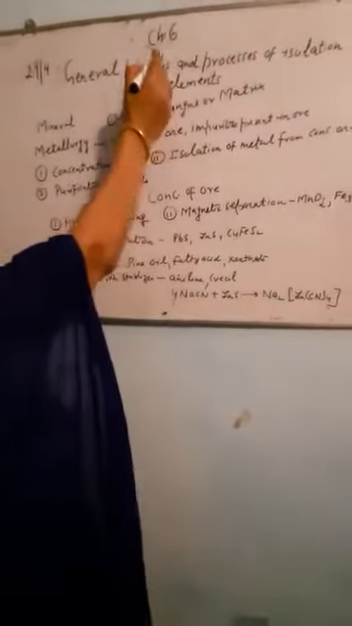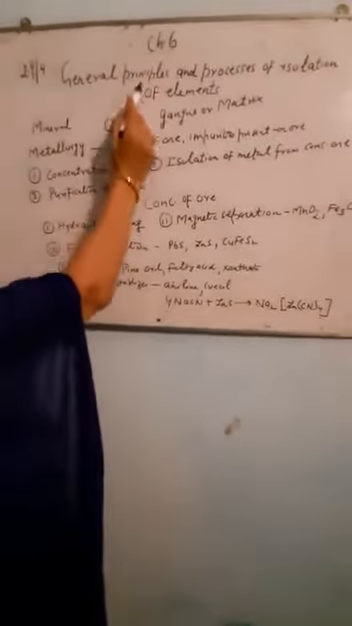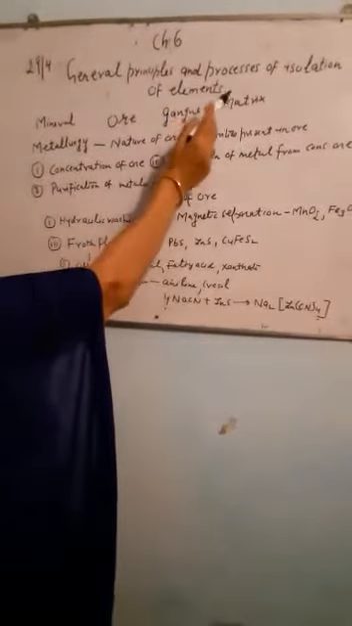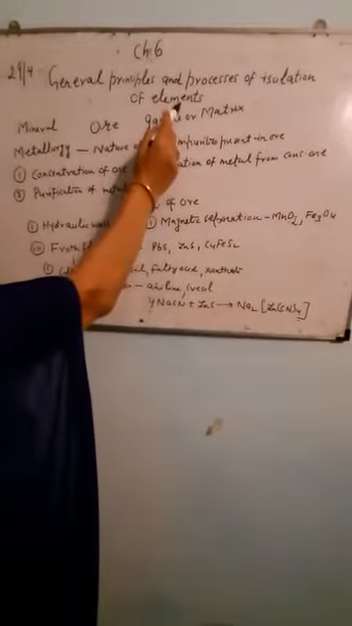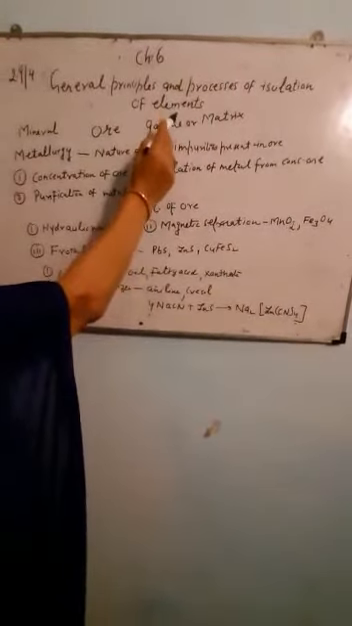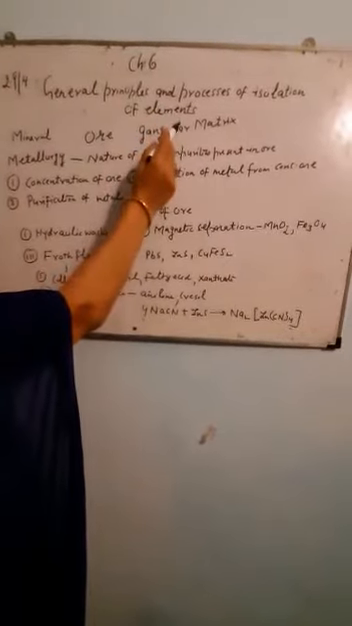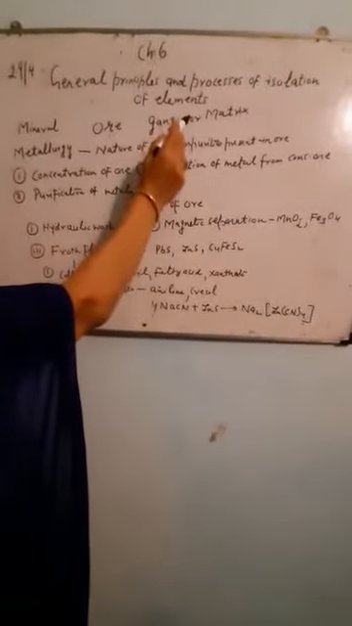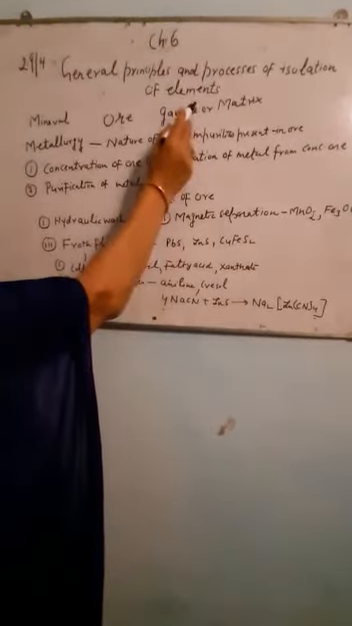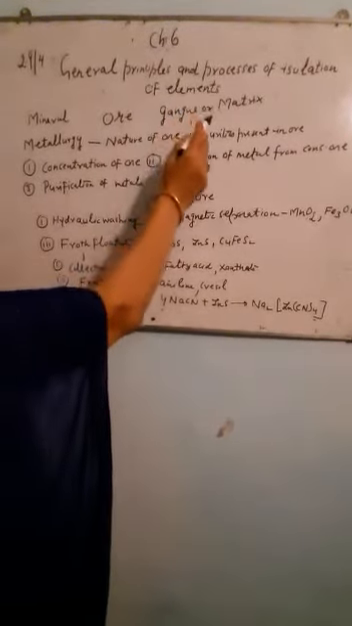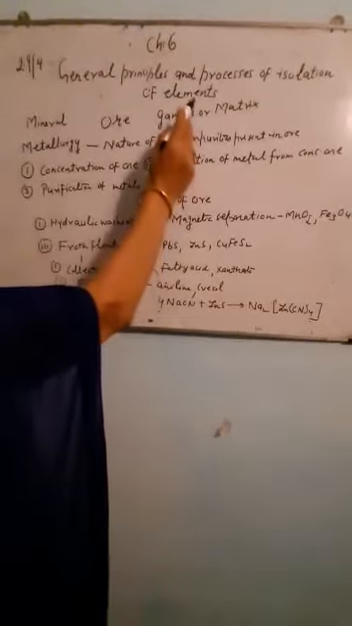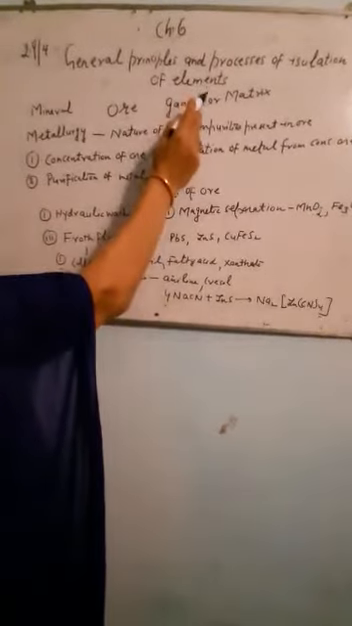Good morning. Today I am going to start chapter 6, General Principles and Processes of Isolation of Elements. An element occurs in a variety of compounds. It depends on the substances which are combined with it. There are some general terms which you are aware of from class 10th.